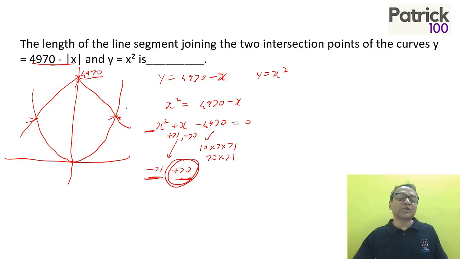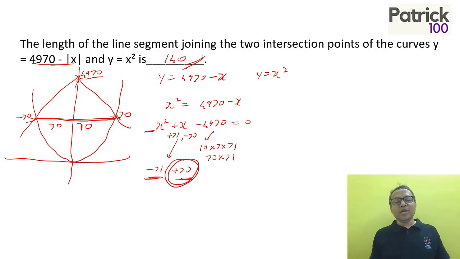We're looking at positive roots, so 70 will come out here and minus 70 will come out here. So the distance between these two will be 140 because this will be 70 and this will be 70, which will be 140. That will be the length.